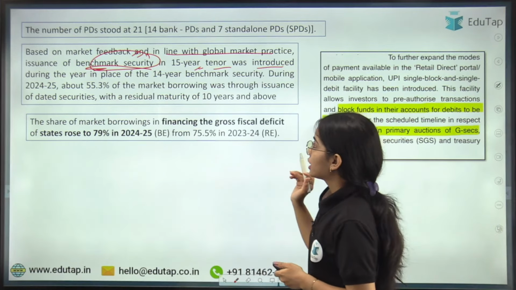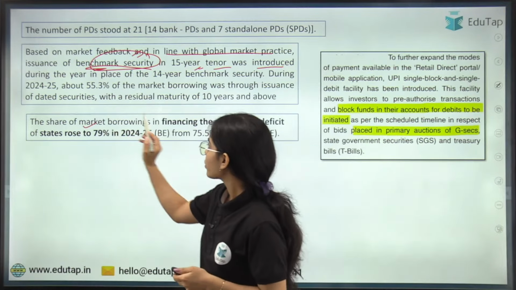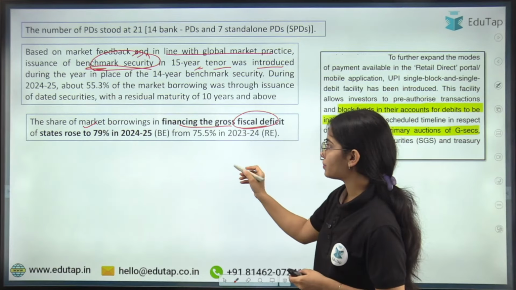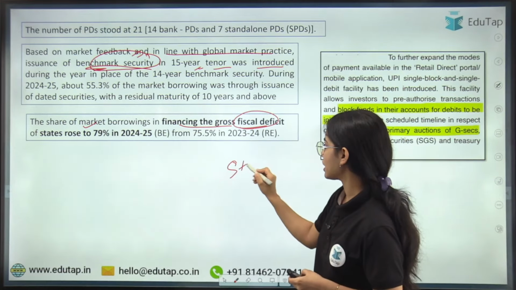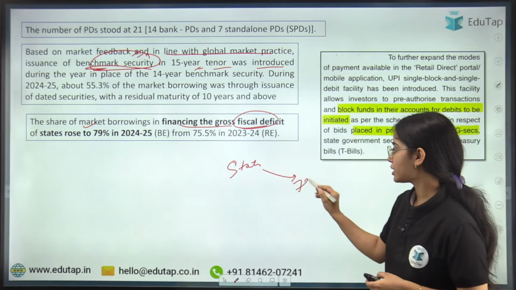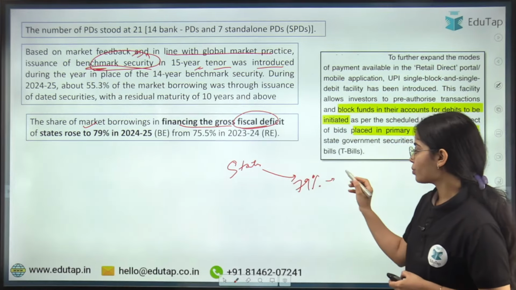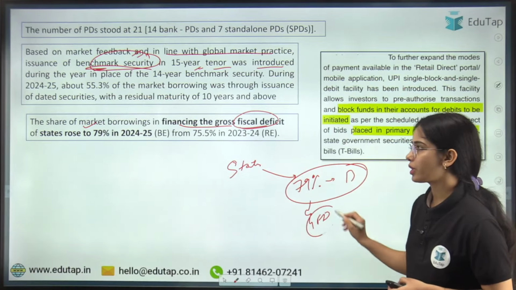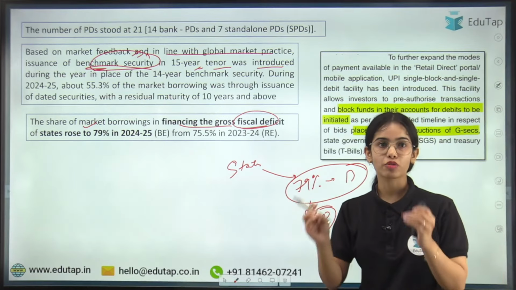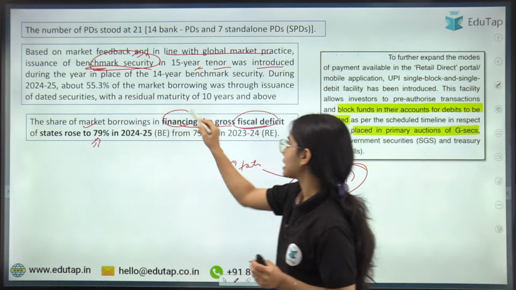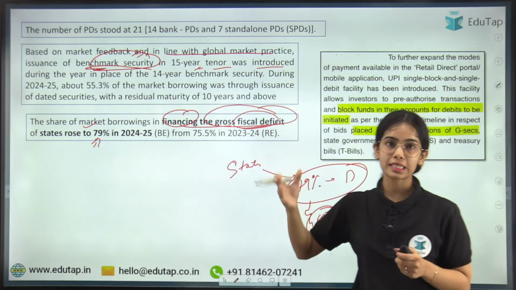Okay. Now the share of market borrowings in financing the gross fiscal deficit. So basically the states did 79% of the borrowing for financing their gross fiscal deficit. The share of market borrowing done by the states was 79% for financing their fiscal deficit.